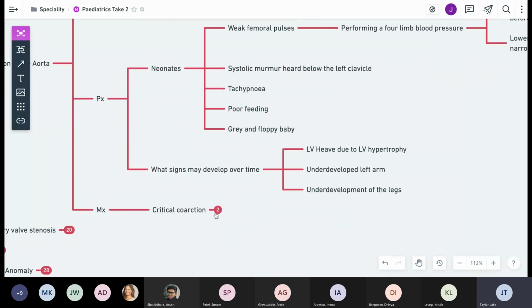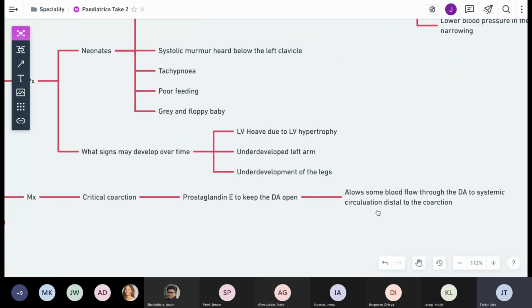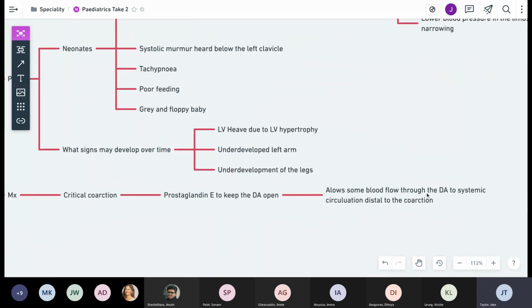So the management of these, if there's critical coarctation, you want to give prostaglandin E to keep the ductus arteriosus open. If you keep the ductus arteriosus open, that means that more blood is able, if it's preductal, to get down into the systemic circulation. Allows more mixing of blood. Allows some blood flow through the DA to systemic circulation distal to the coarctation.